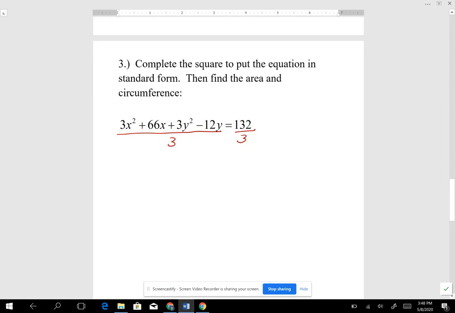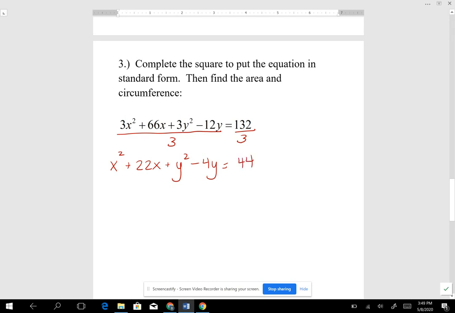So 3x squared divided by 3 gives me the x squared I'm used to. 66x divided by 3 gives me 22x. 3y squared divided by 3 gives me just y squared like I'm used to. -12y divided by 3 is -4y. And then 132 divided by 3 is 44.